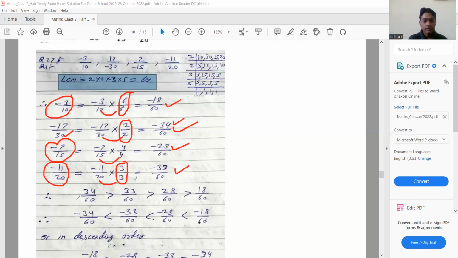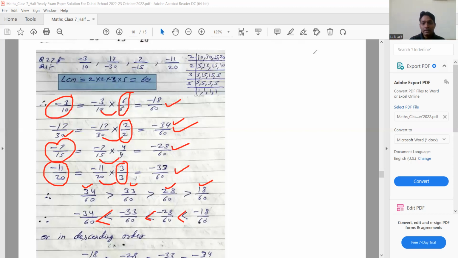So 34 is the biggest, then 33, then 28 and then 18. So I have taken these. Now if 34 is the biggest, 34 upon 60 is the biggest rational number with positive sign. So if you put a negative sign, then this will be the lowest number, because when you change the sign, the order would be reversed. So now just put the minus sign and the order will reverse. So that is what you need to find, the descending order.